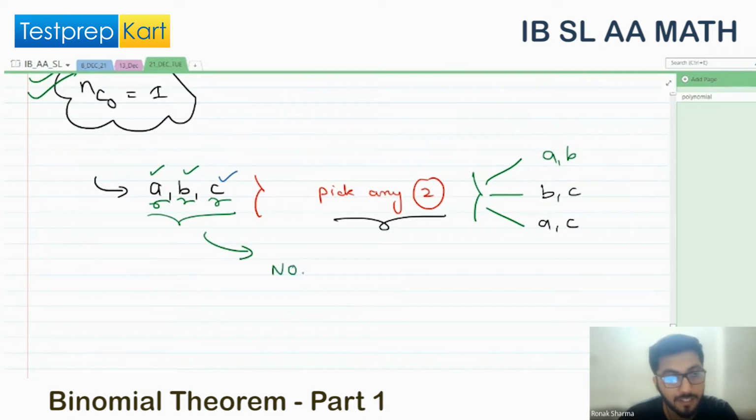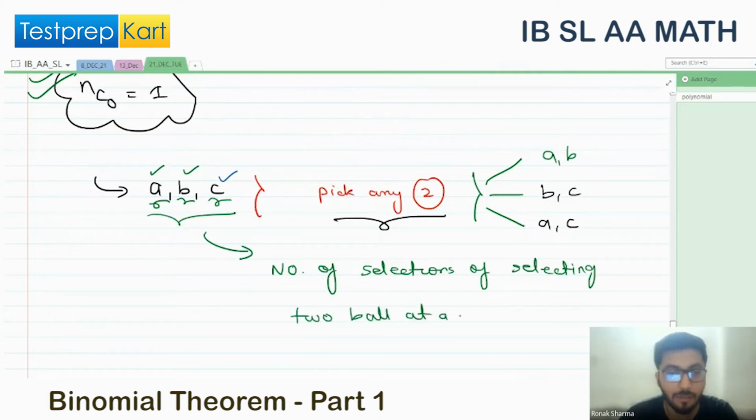Number of cases, or number of selections, of selecting two balls at a time, meaning simultaneously, out of three balls. So how many did we get? Three, right? Three cases.